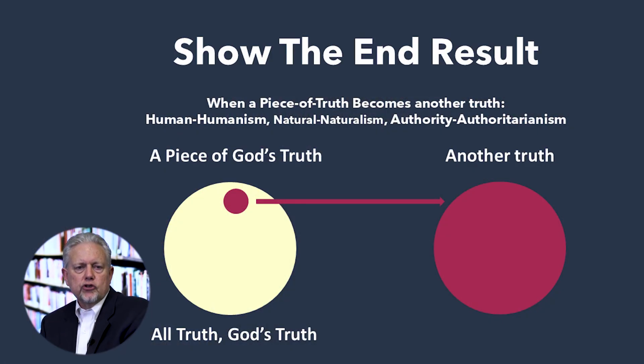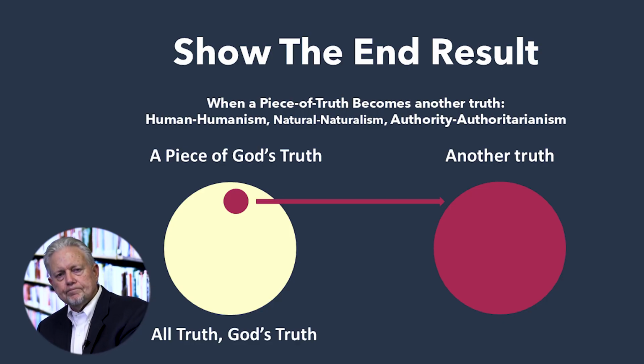So notice what happens in the slide. The red dot is one piece of truth. Call it human or natural or the idea of authority. What ends up happening sometimes with people is that they will take one idea and make it the whole truth. So human becomes humanism, natural becomes naturalism, authority becomes authoritarianism. This, of course, shows the end result of what any kind of viewpoint might bring to us. That's a helpful way for our students to understand, how do we think differently as Christians?